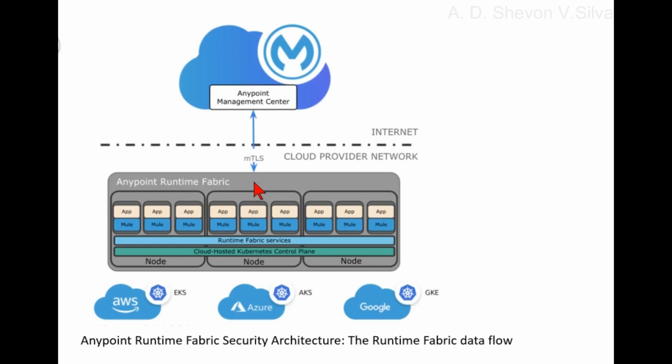Anypoint Monitoring certificate renewal flow. The following lists the monitoring certificate renewal flow process. One, when the Anypoint Monitoring certificate is close to its expiration date, the Runtime Fabric agent requests a renewal certificate from the Anypoint Management Center via the existing MTLS tunnel. Two, Anypoint Management Center responds with the new certificate. Three, Runtime Fabric agent overrides the existing certificate with the new certificate. Four, Anypoint Monitoring containers reestablish the connection with the new certificate.